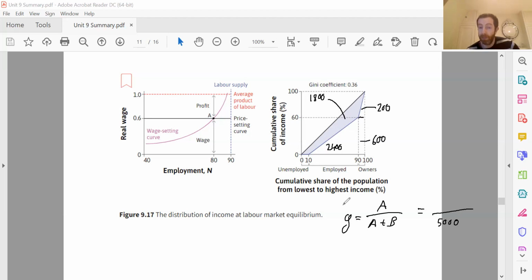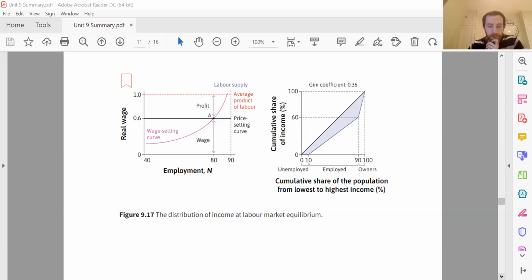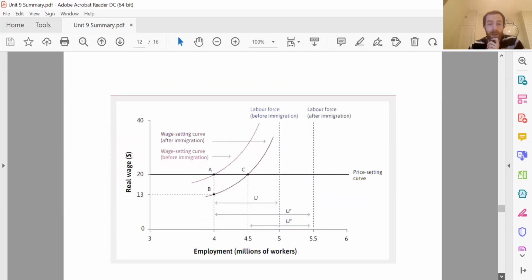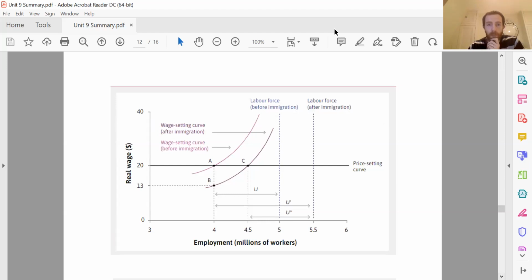I think, therefore, I'm now safe that the Gini coefficient is going to be 1,800 divided by 5,000. And that, hopefully, yes, it does give us 0.36. Okay, so nothing different there from other ways we've done these Gini coefficient calculations, but this is how we can construct one of these diagrams on the basis of this labor market model. All right, so the next scenario we're going to think about involves immigration. But again, just before I go into that, I'm just going to take a quick pause.